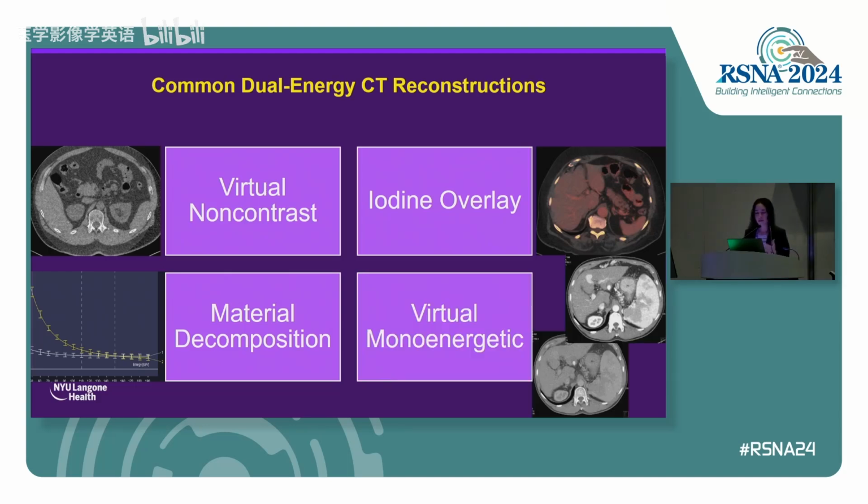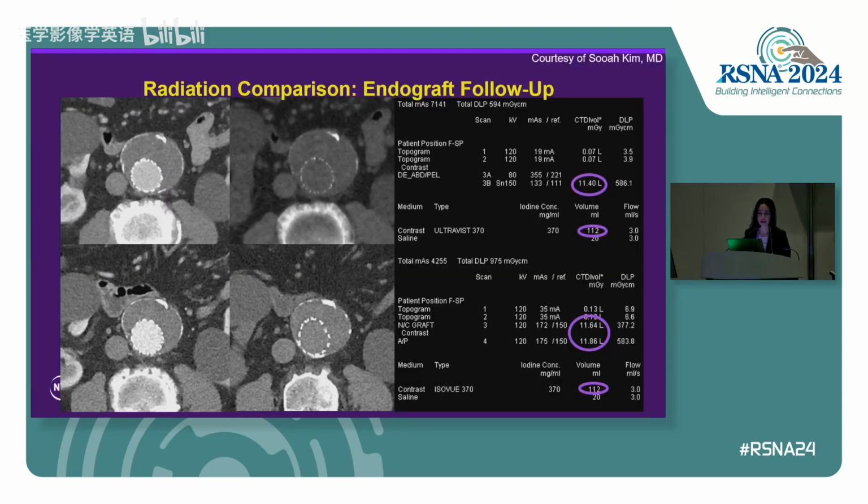And finally, virtual monoenergetic images. These are created from a polychromatic beam, and it could be at a low keV, closer to the K edge of iodine, so iodine looks whiter, or further away, which has more energy, helpful for overcoming metal artifact. So here's our outline of what we'll cover in the rest of this talk. And we'll start with virtual non-contrast.